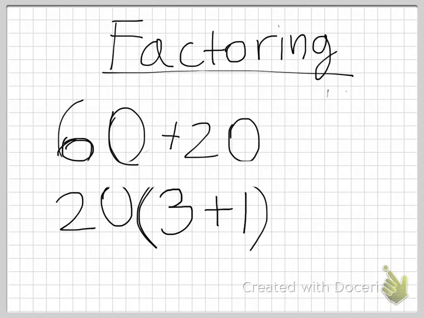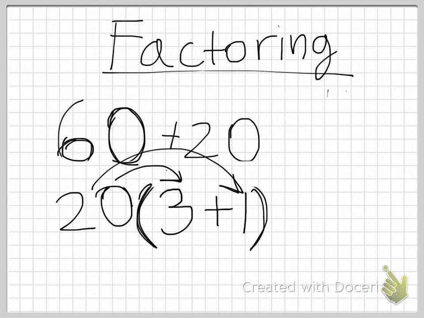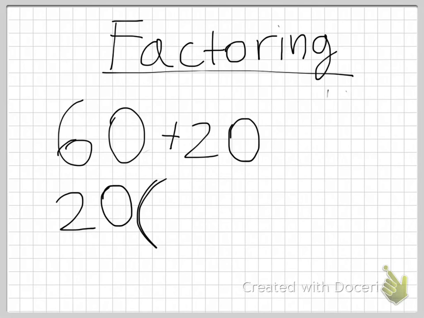And as you can see, 20 times 3 plus 1 is the same as 60 plus 20. So this is basically the opposite of the distributive property. So that's factoring, because if you use the distributive property on this, you'll get that. So that's factoring, and we can also do it with variables too.